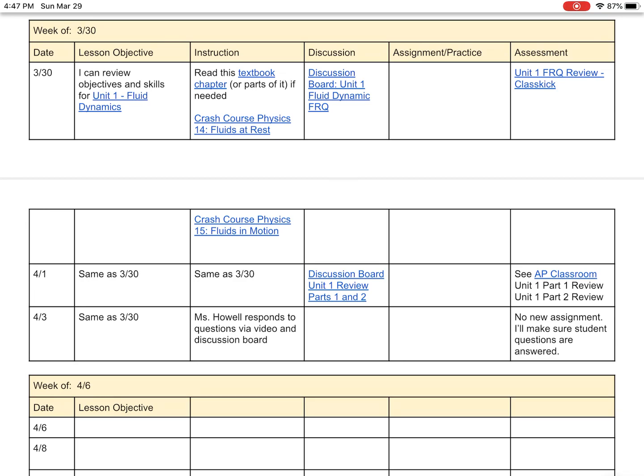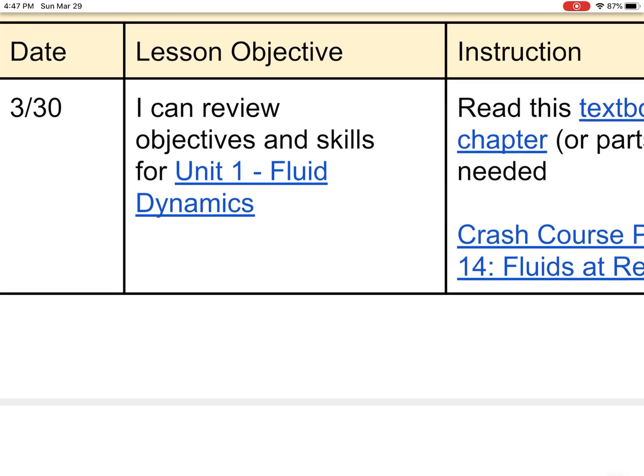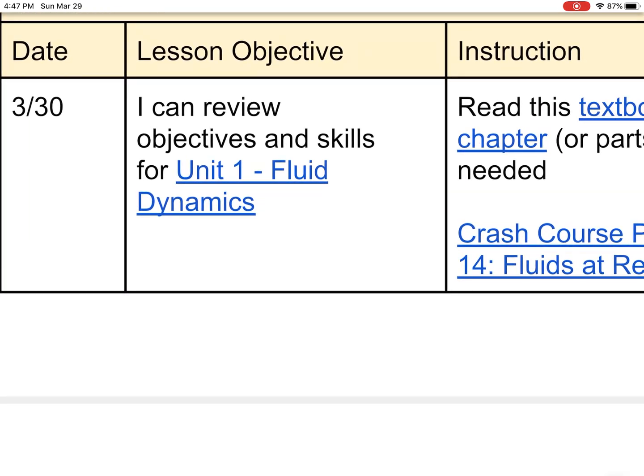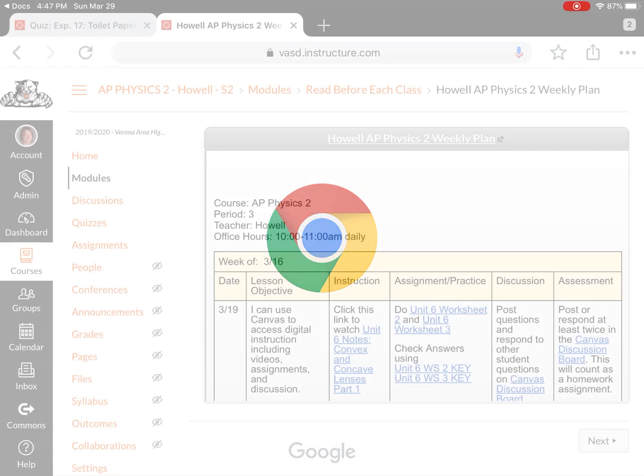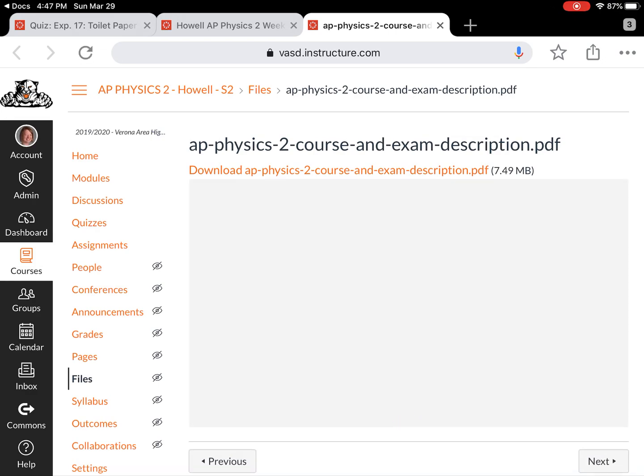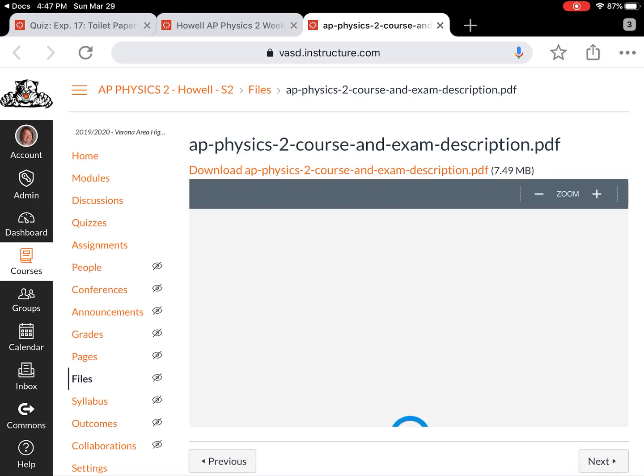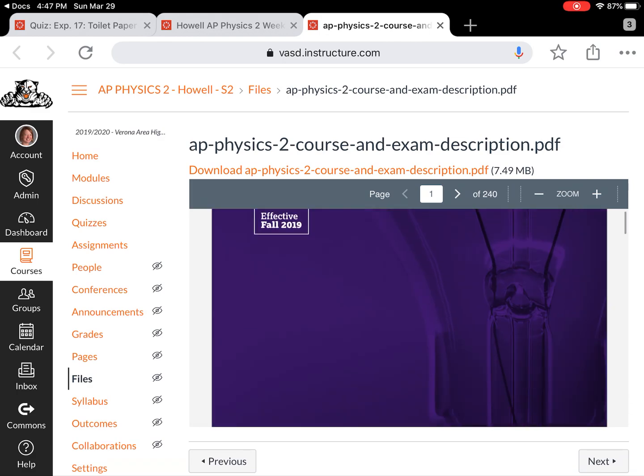So the first thing I'm going to ask you to do is to review the objectives and skills for Unit 1 Fluid Dynamics. And when I click on this link, let's see how well this will work. It takes us to a document that is in Canvas, and it's the entire course and exam description. And you can see it's quite long. It's actually 240 pages long, so I apologize for that. Although I didn't write it, the College Board wrote it.